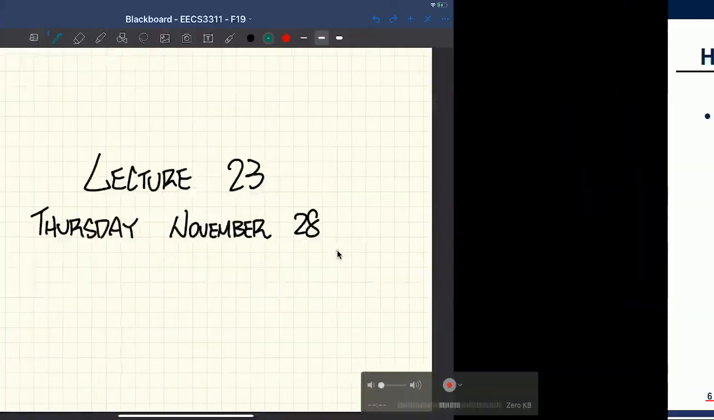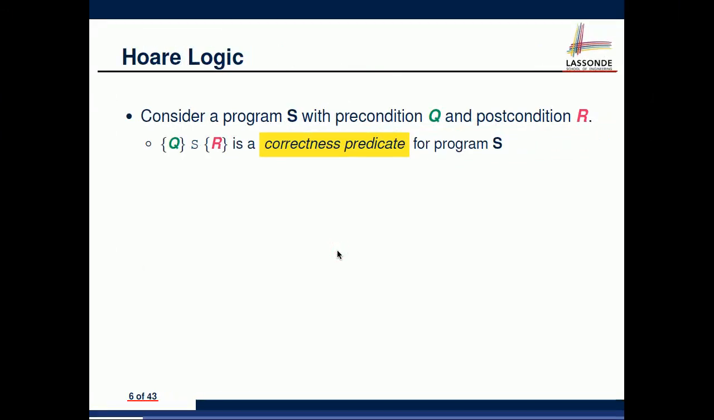Okay, so last time we introduced the idea called Hoare triple. Let me review very quickly about it. And today we'll go into the heart of it, which is to do some proofs.